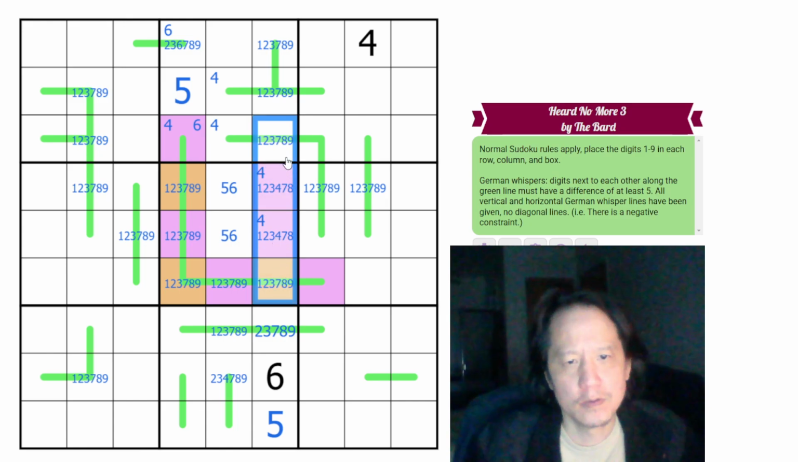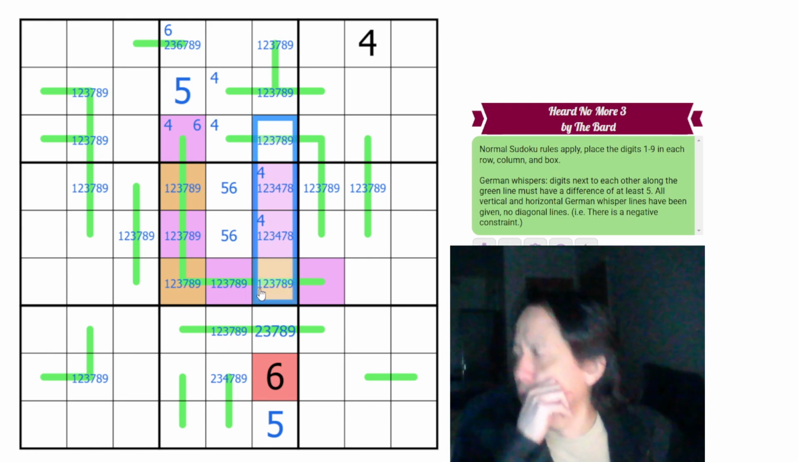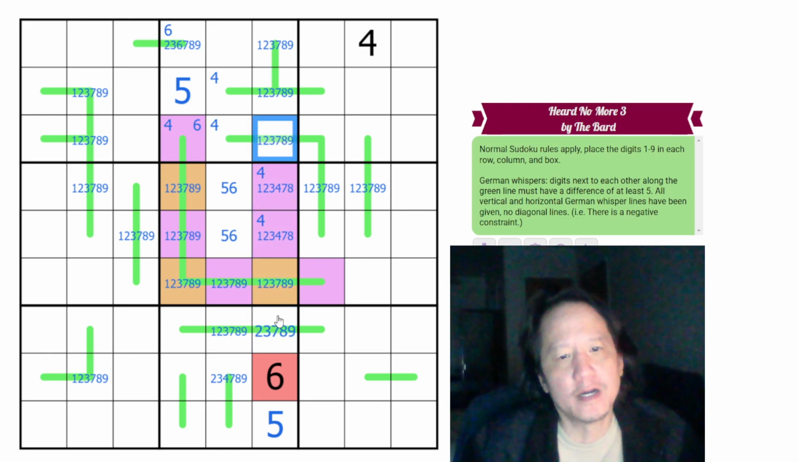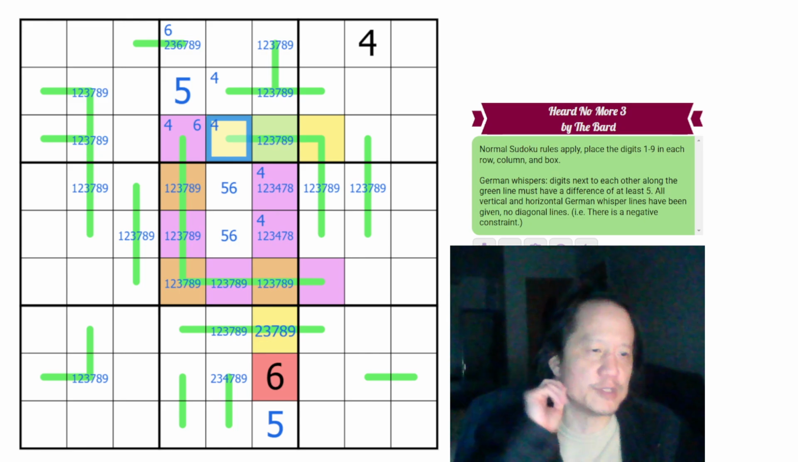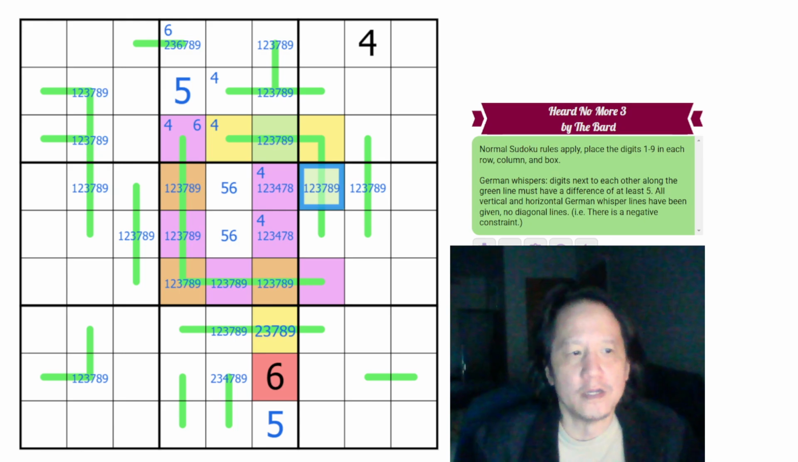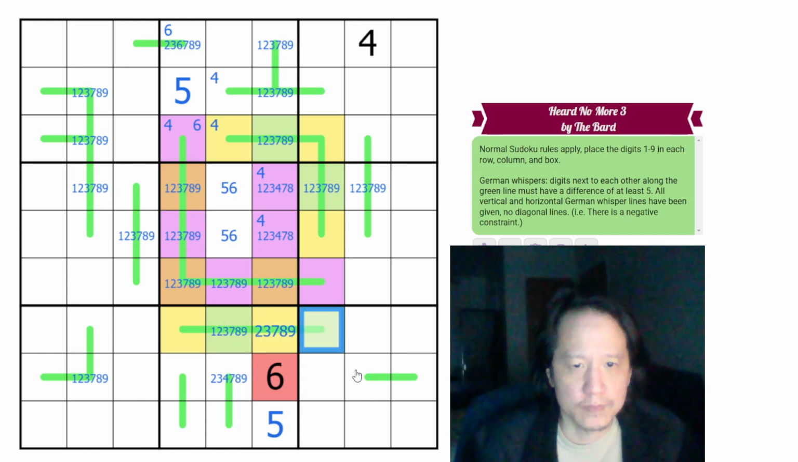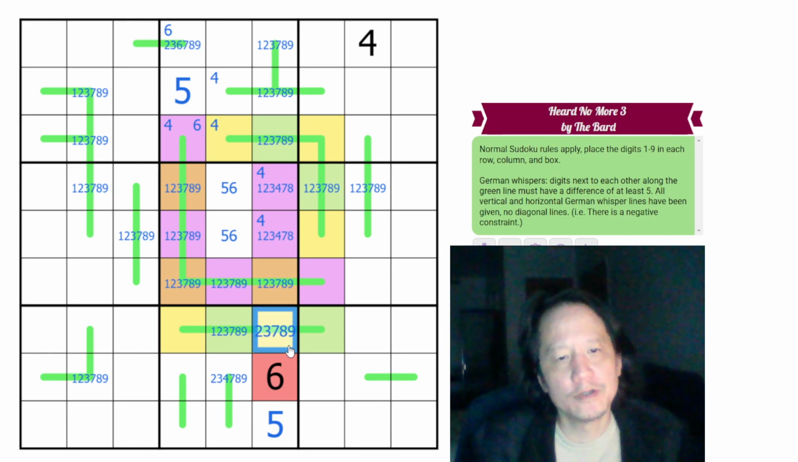And we have a 4. Therefore, and this is a high. Therefore, these have to be opposite sets. But we don't know what those are. So we're going to make this green and yellow. Therefore, these are both yellow, because on a German whisper line, you'll always alternate between low digits and high digits, right? Because 1 through 4 can only be next to the digits 6 through 9, and the digits 6 through 9 have to be next to the digits 1 through 4. So therefore, this is yellow, this is green, this is green, and this is yellow. Oh, interesting.